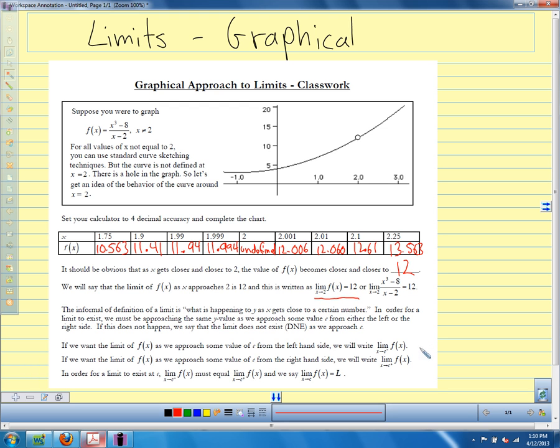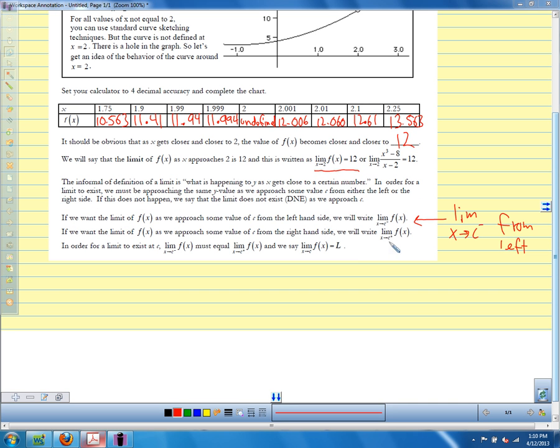Our notation for approaching from the left is right there. This says the limit as x approaches c from the negative side. So we're not saying negative c, we're saying from the negative side. We're going from the left. And then from the positive side, that's this notation: the limit as x approaches some number c from the positive, that means from the right.